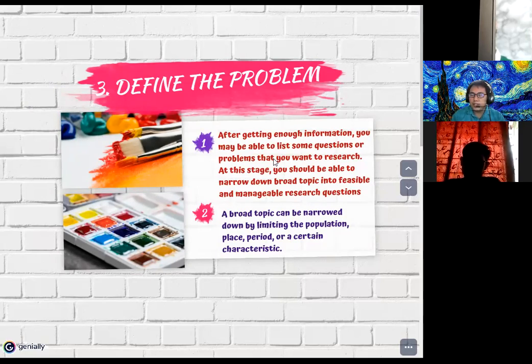Okay, so in doing a preliminary research, you can list some questions to ask yourself, or some problems that you would like to research on. Okay, so you can do that. So at this stage now, you should be able to narrow down your broad topic into feasible and manageable research questions, just like what I've said earlier.